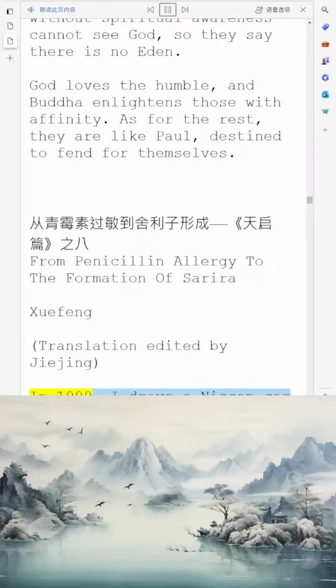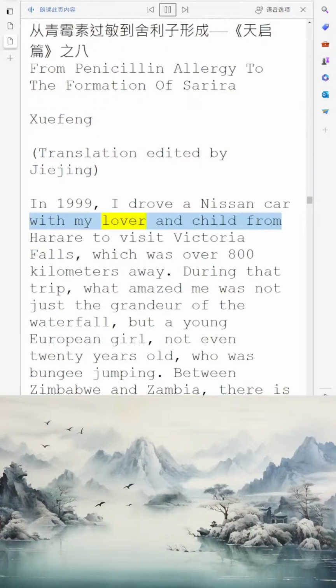In 1999, I drove a Nissan car with my lover and child from Harare to visit Victoria Falls, which was over 800 kilometers away. During that trip, what amazed me was not just the grandeur of the waterfall, but a young European girl, not even 20 years old, who was bungee jumping.